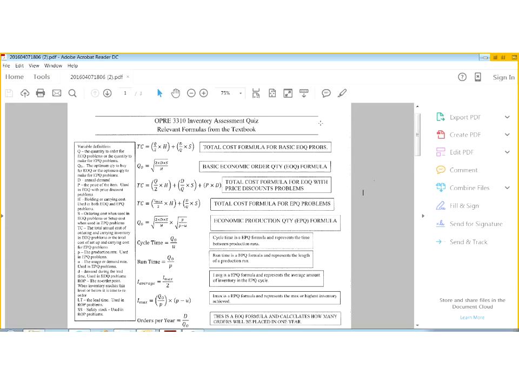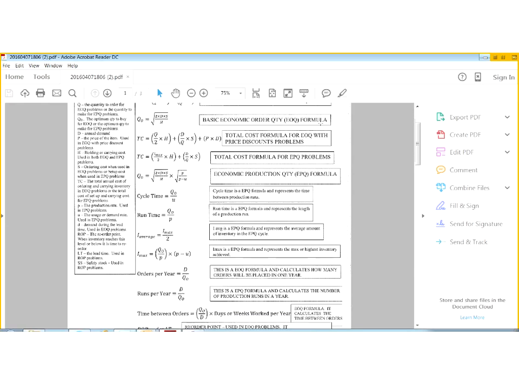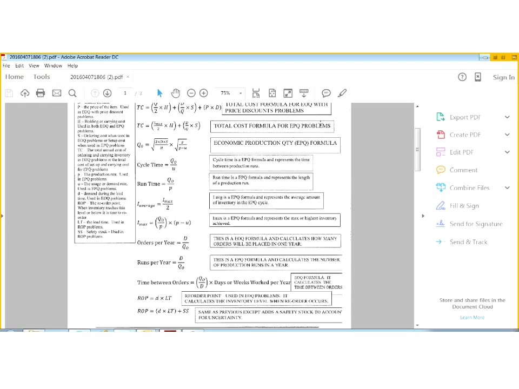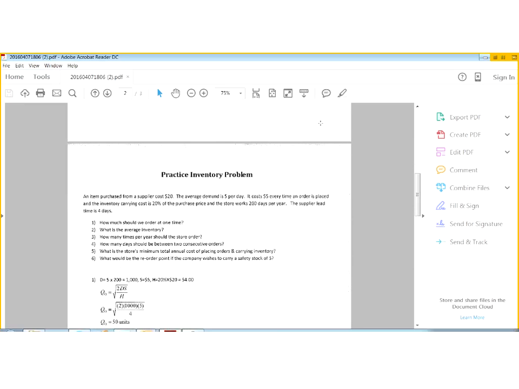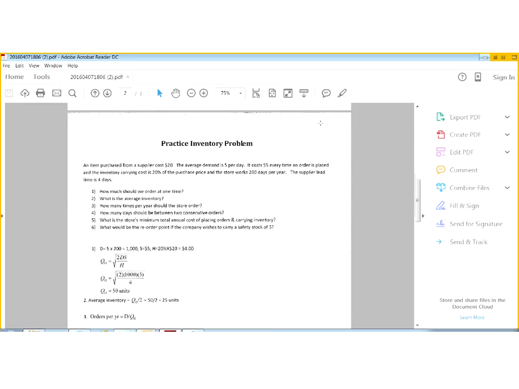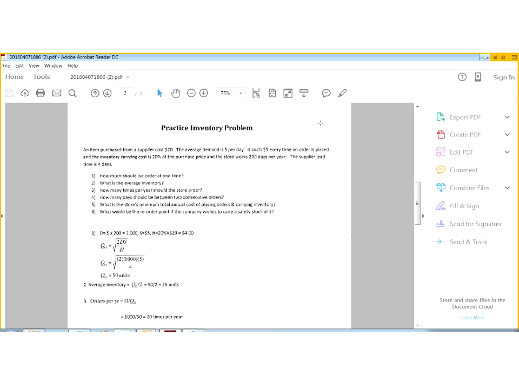Notice some of the formulas are for economic production quantity and some of them are for economic order quantity. So please study this formula sheet very well before you go take the test. Now I want to go through a couple of sample problems.